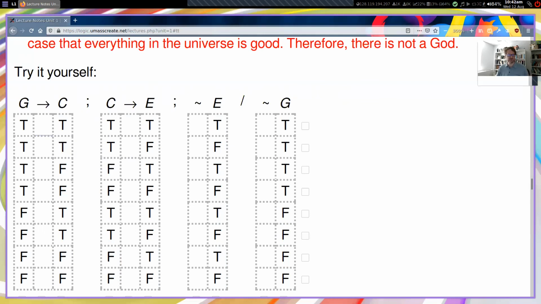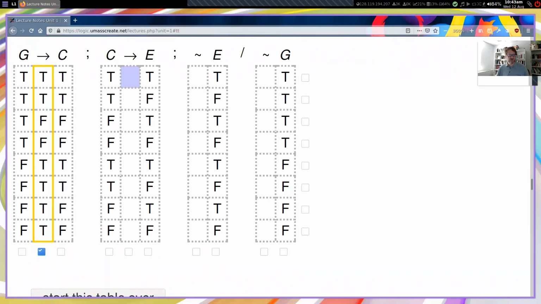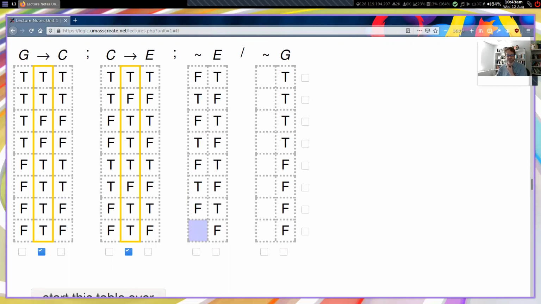And we can fill in these tables. True arrow true is true, true arrow true is true, true arrow false is false, true arrow false is false, false arrow true is true, false arrow true is true, false arrow false is true, false arrow true is true. True arrow true is true, true arrow false is false, false arrow true is true, false arrow false is true, and so on for the next four rows. This is just the negation of the one next to it, just the opposite. Again, this is the negation.